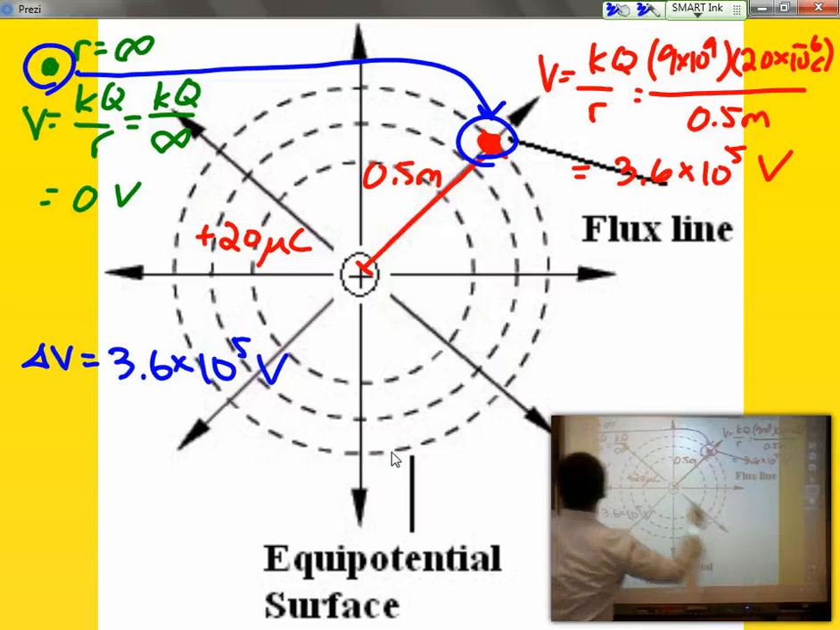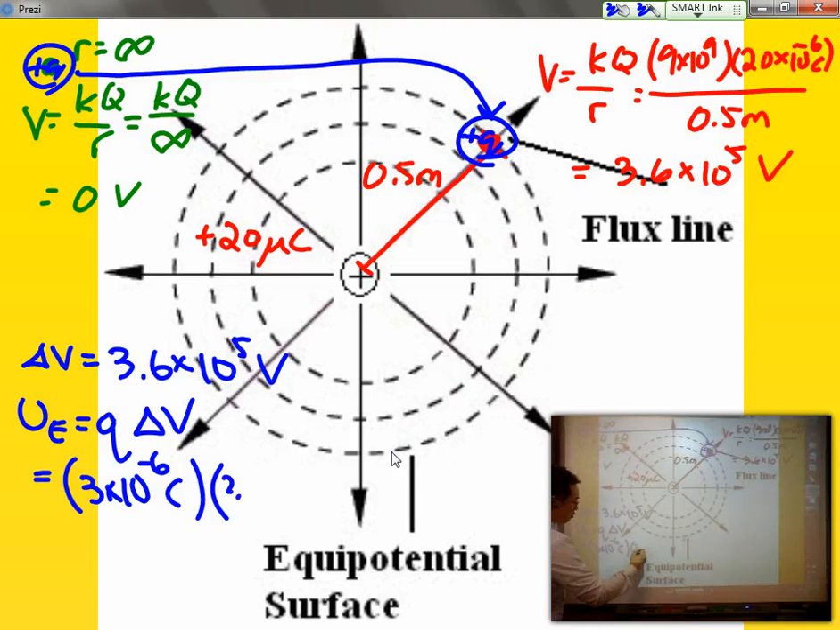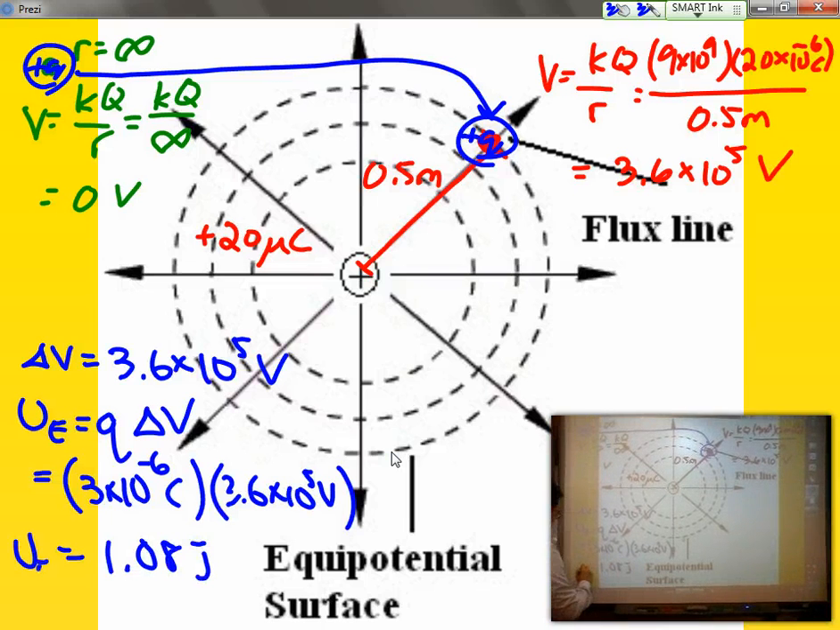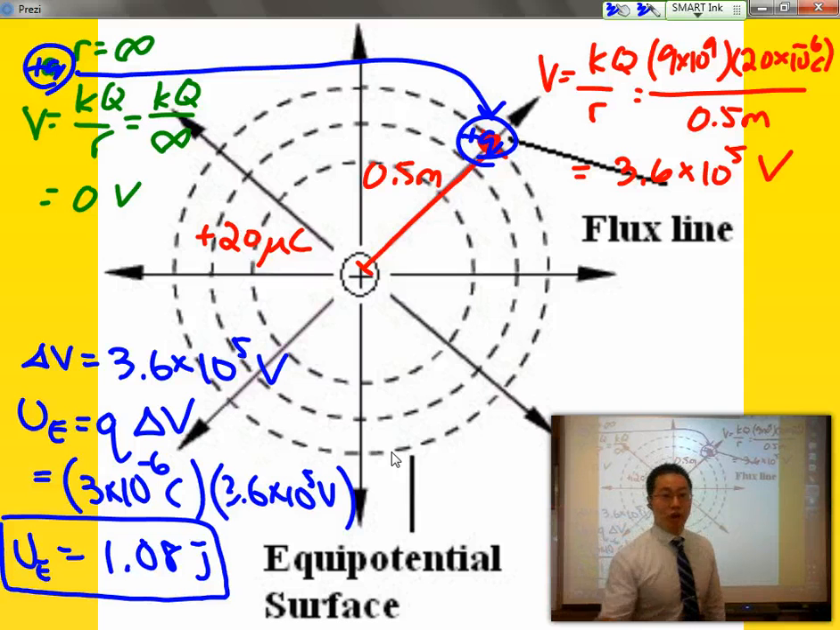So if I'm moving a positive Q from here to here, to find out how much work that takes, I use UE equals Q delta V, so equal to 3 times 10 to the negative 6 coulombs times 3.6 times 10 to the 5th volts, which equals 1.08 joules. So the amount of energy it would take would be 1.08 joules as I'm moving that small positive charge up the hill to an electric potential of 3.6 times 10 to the 5th volts.